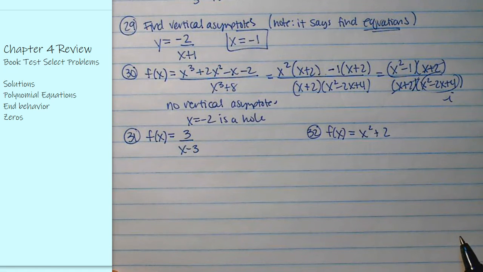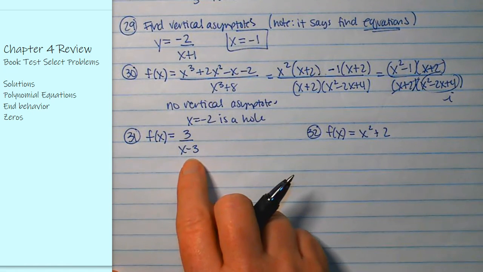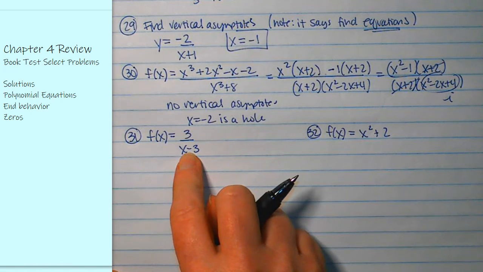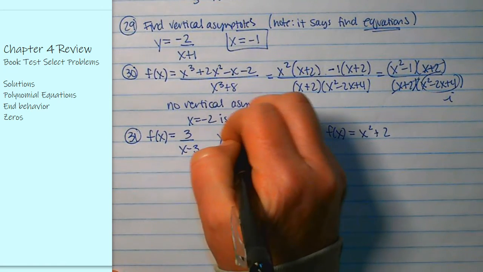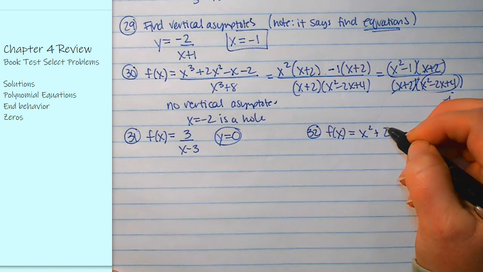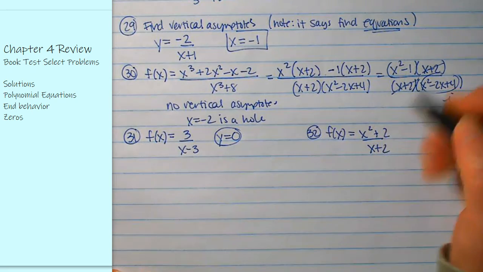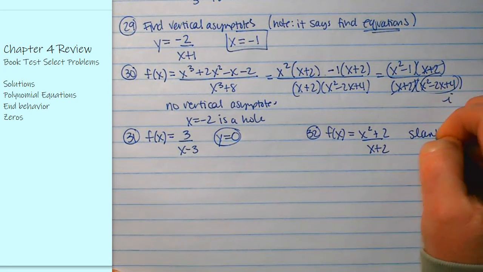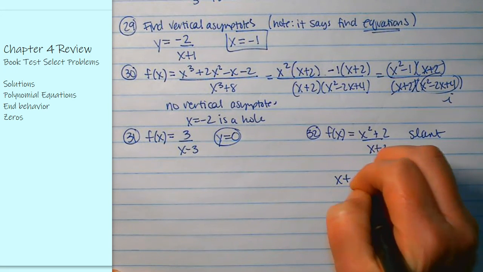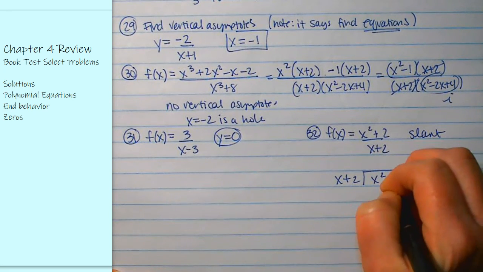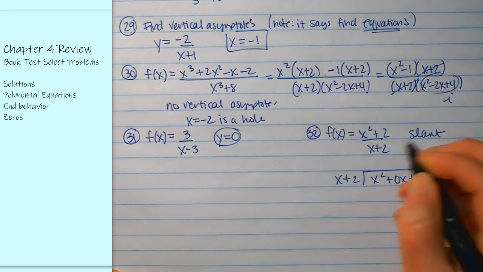31 and 32 are looking for horizontal asymptotes. So now we're looking for the ratio of growth between top and bottom. So this is larger. This one's going to be horizontal, y equals 0. Oops, I didn't finish this one. This is x plus 2. This is larger on top by 1, so this is going to be slant. We need to divide it out. X plus 2 into x squared plus 0x plus 2x.